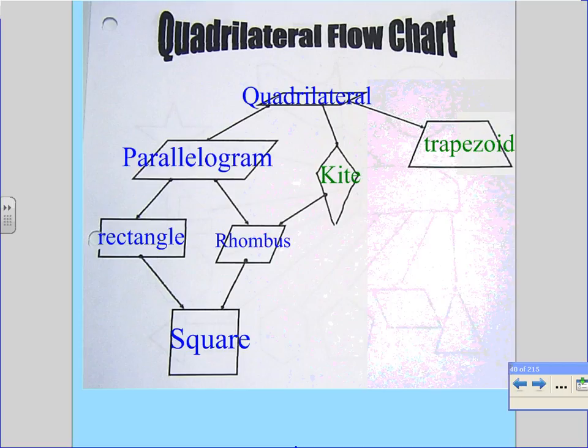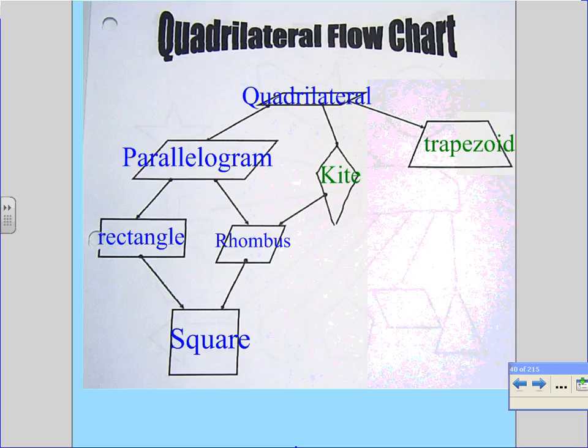Why are kite and trapezoid not under parallelogram? Why are they not under parallelogram, Drew? Good. They do not have opposite sides parallel. So that's one of the biggest reasons that they do not fit under the branch of parallelogram. Okay? Any questions on the quadrilateral flow chart? This is something that you can go back to that we will relate to.